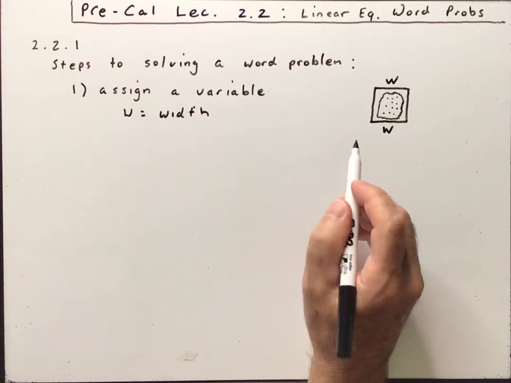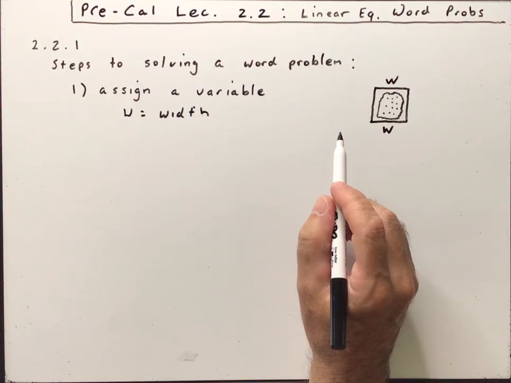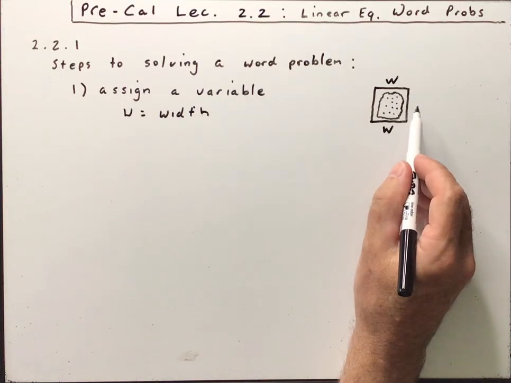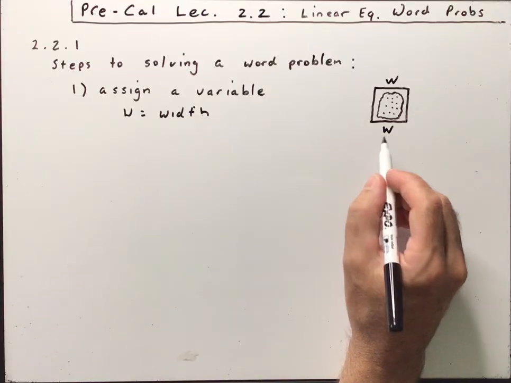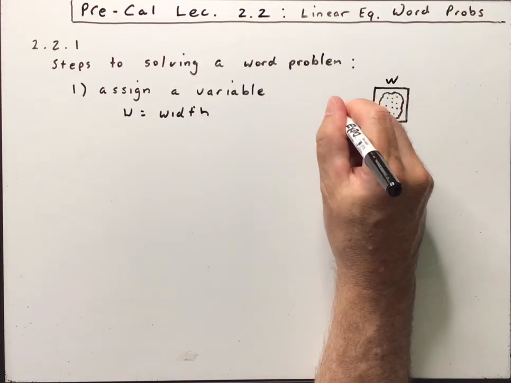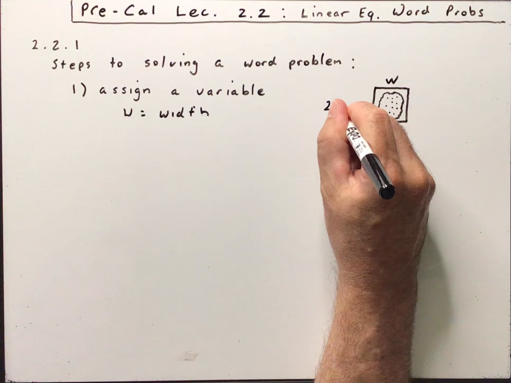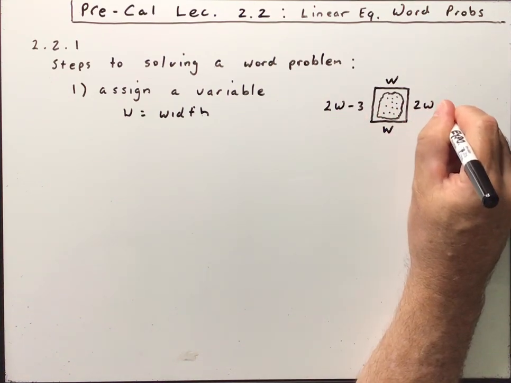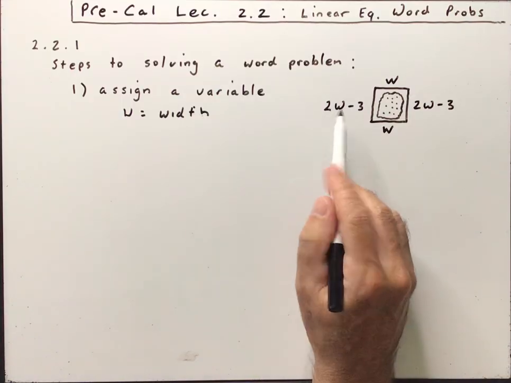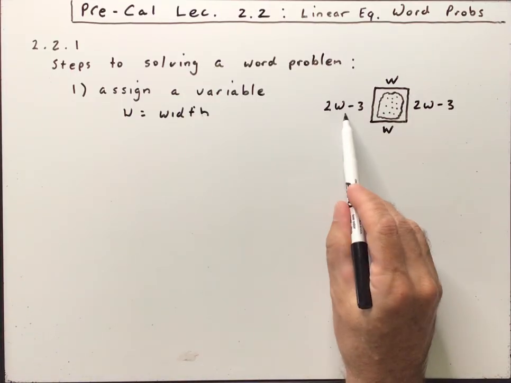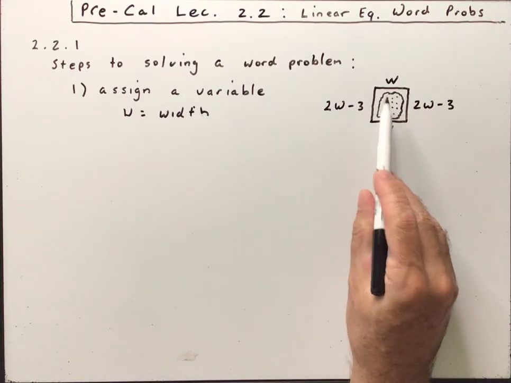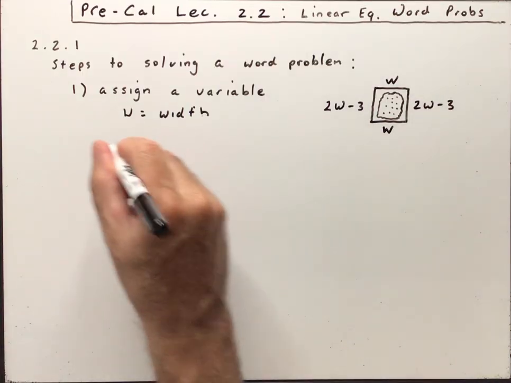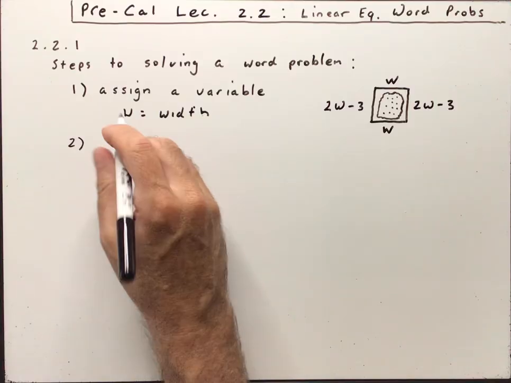All right, and it says in the text of the problem that the length, so that would be these two sides, is 3 centimeters less than twice its width. So that would be 2W minus 3. That's the twice its width minus 3 centimeters. So it really helps to draw a picture and just label the sides here. So step two is we want to form an equation.